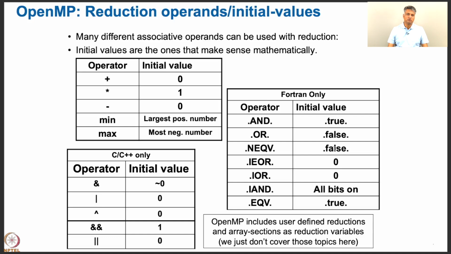We can also do reductions on logical operations, and each of those logical operations have different operators based on whether you are using C, C++ or Fortran, and will have different initial values based on C, C++ or Fortran, which are given over here. So these are the different reduction variables. We won't cover this all completely in this class, but it is left to the user to figure out how to use these logical operators.